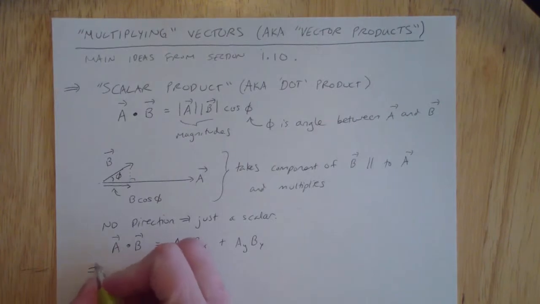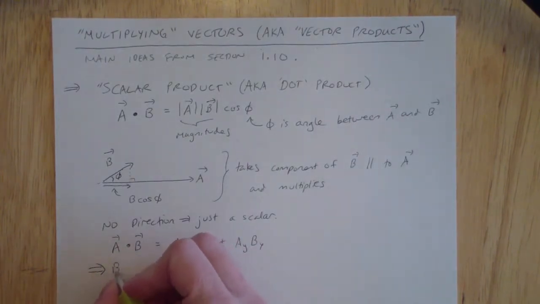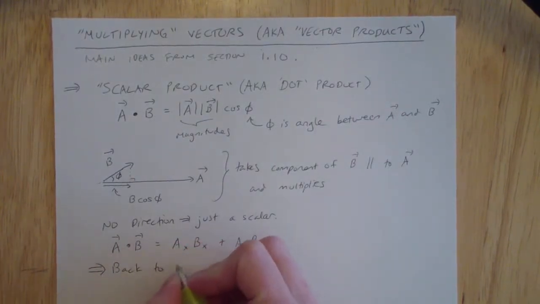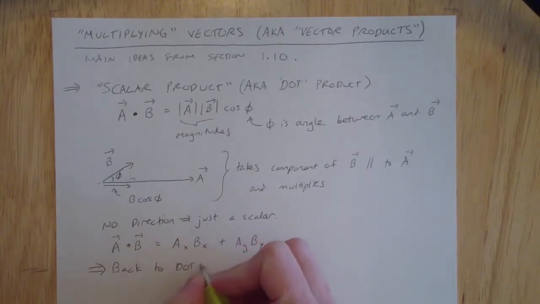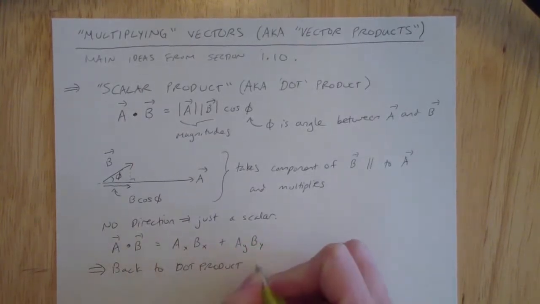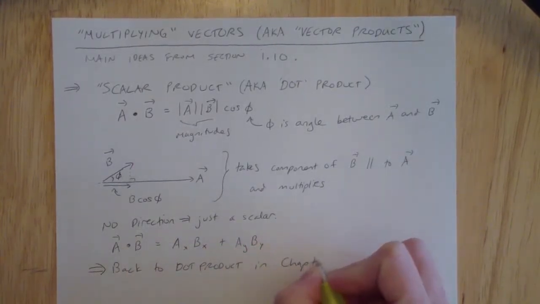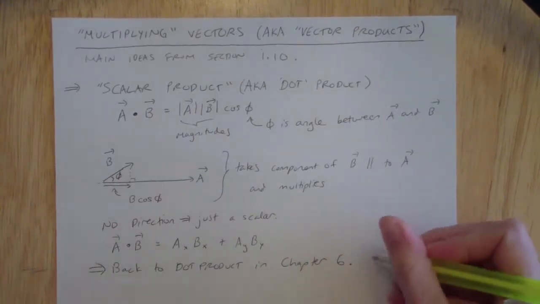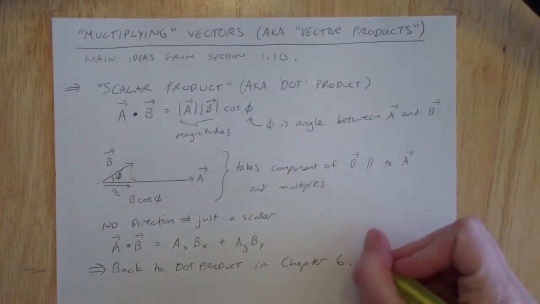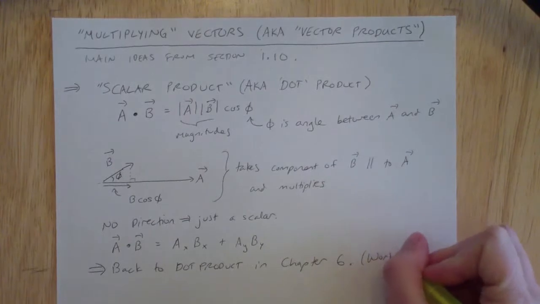Now, what I'll say about this at this point is that we come back to the dot product in chapter 6, when we begin to talk about the idea of work.